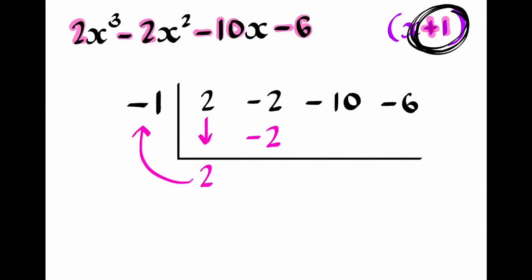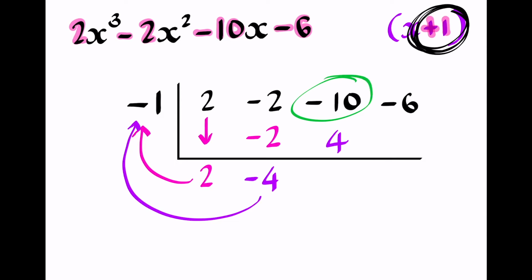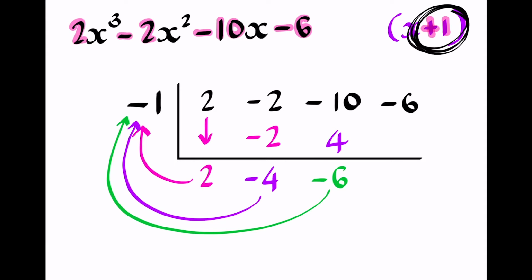Now I'm going to take these numbers and add them together, not subtract them like we did in long division. What we're going to do is add them. So minus 2 plus minus 2 is negative 4. Then I take this negative 4, multiply it with that negative 1. Negative 4 times negative 1 is positive 4. Now I'm going to take the minus 10 and add the 4. So minus 10 plus 4 is negative 6. Then I take that negative 6, multiply it with the negative 1. Negative 6 times negative 1 is positive 6. And negative 6 plus 6 is 0.